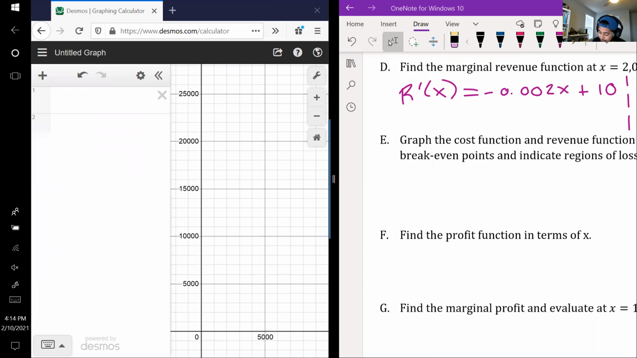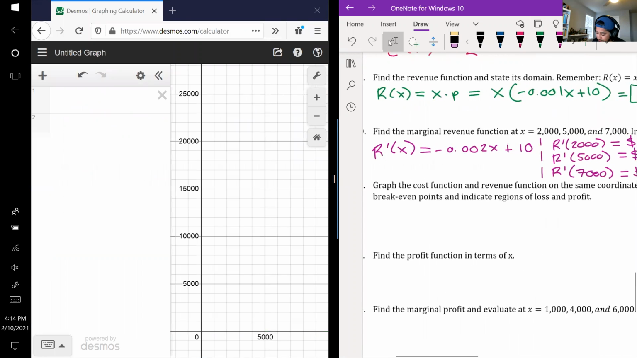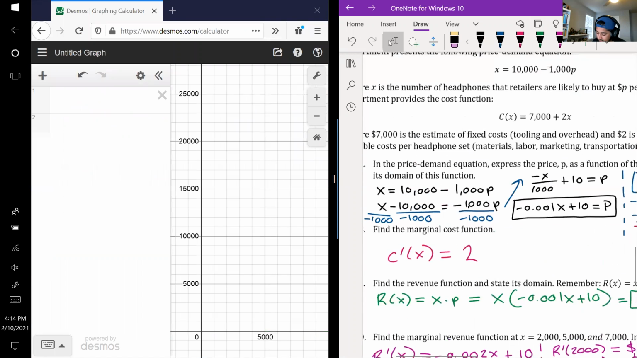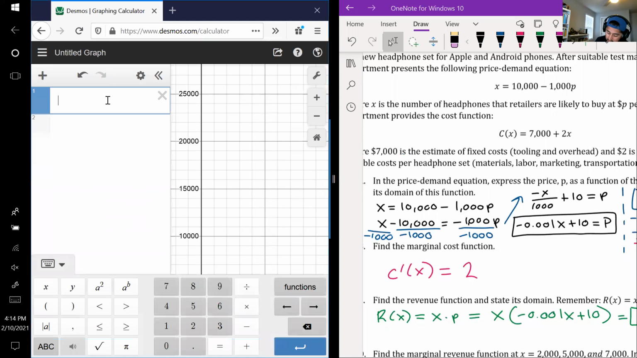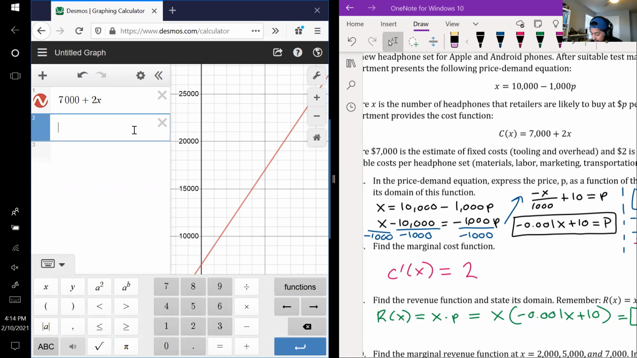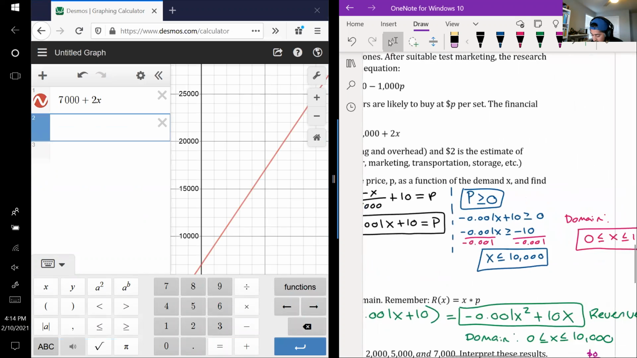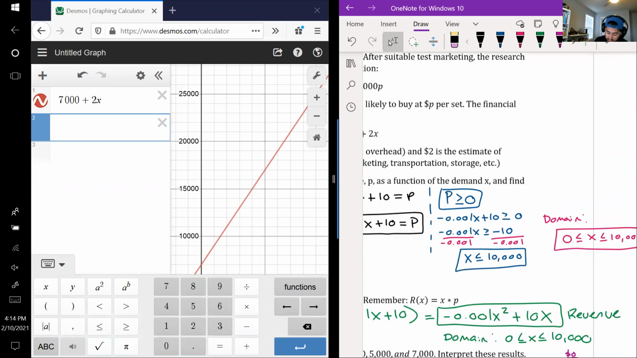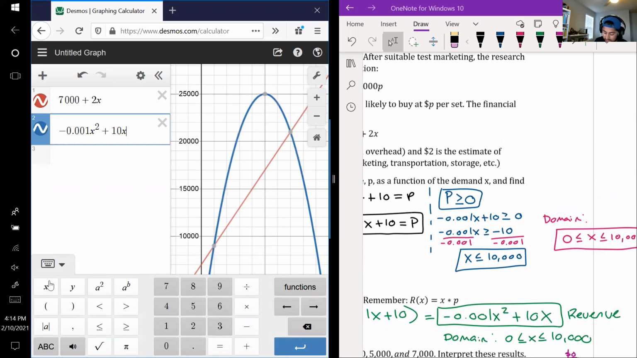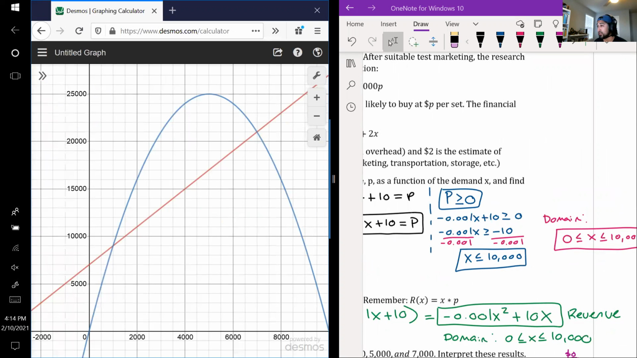So watch this. I'm going to type in the cost function, which is right there: 7,000 plus 2x. And then I'm going to type in the revenue function, which is in our green box there: negative 0.001x squared plus 10x. Okay, but in order for you to see this on Desmos, you're going to have to make some restriction changes.